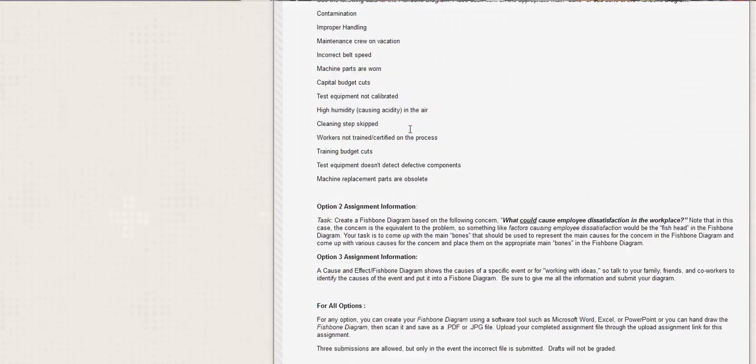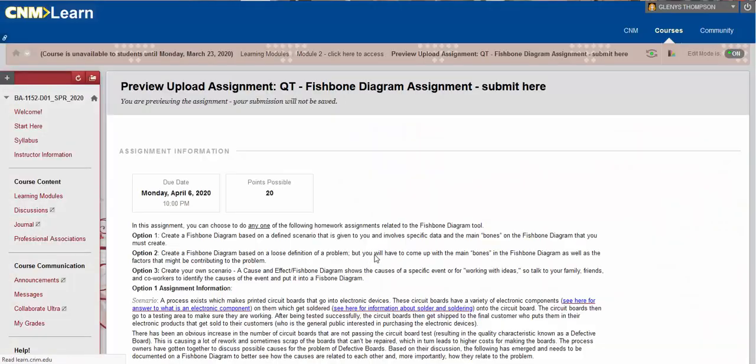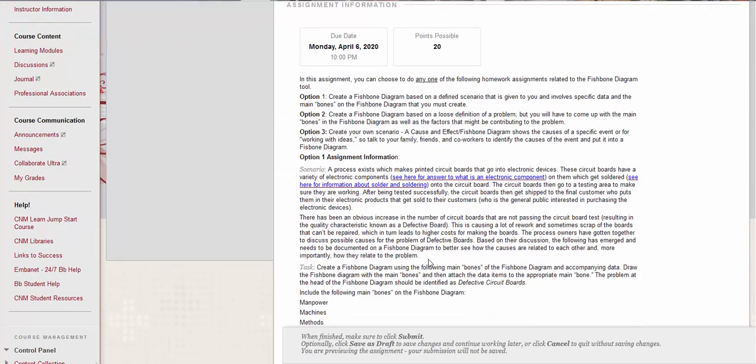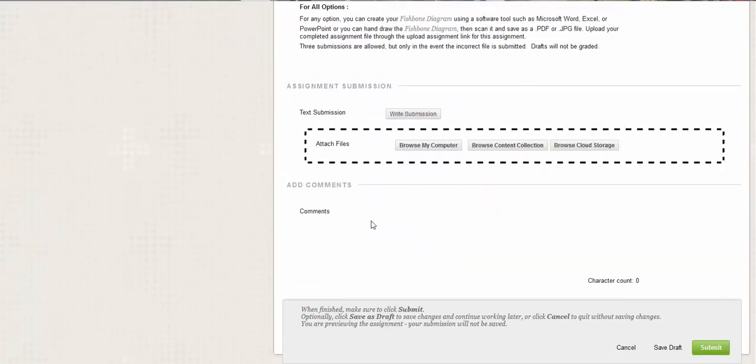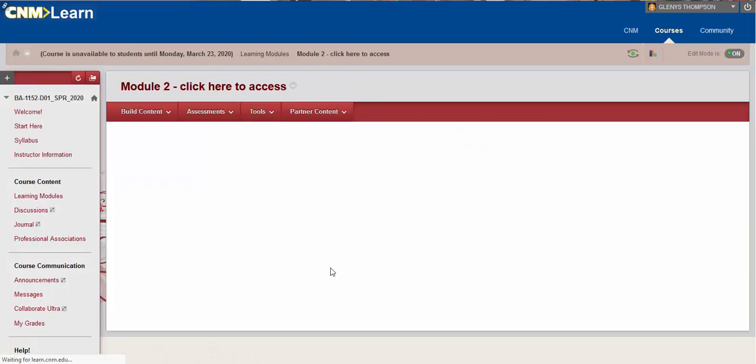I know I showed you last time how to submit an assignment. So let me go back up here. You just click on the title. All of your information is here. And then when you scroll down to the bottom after you've saved your assignment, just click on Browse My Computer and submit that.